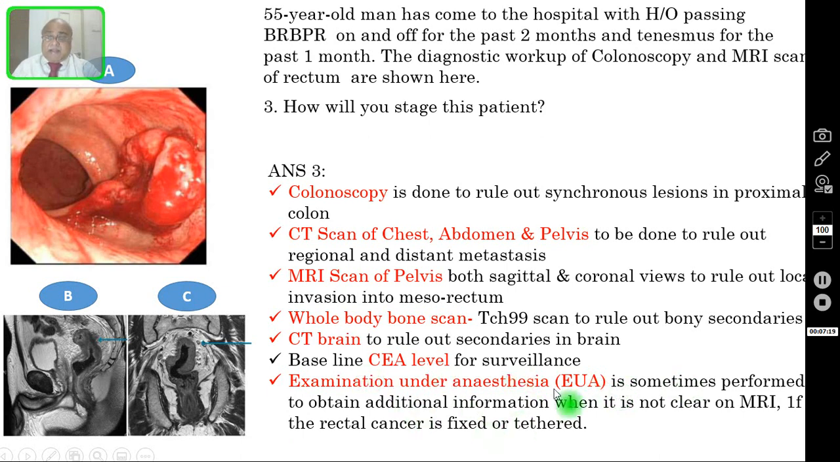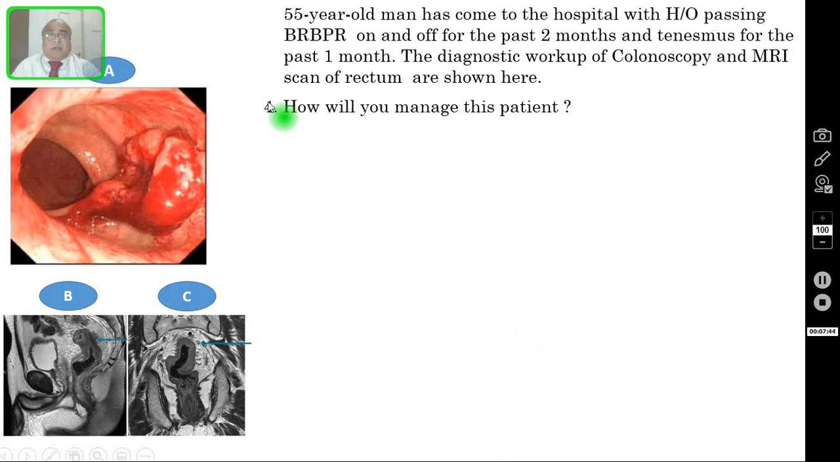Examination under anesthesia, that is EUA, is sometimes performed to obtain additional information when it is not clear on MRI if the rectal cancer is fixed or tethered to the mesorectum. If it is not clear by MRI, you can do examination under anesthesia. So question number 4, how will you manage this patient?